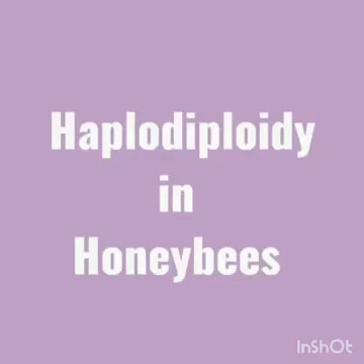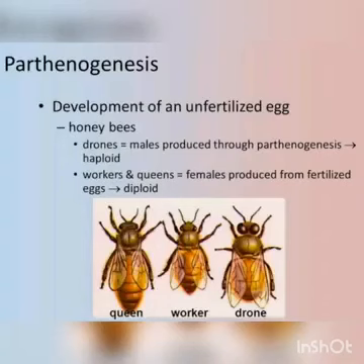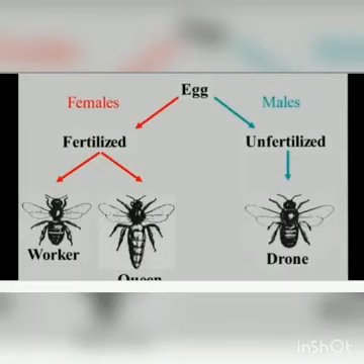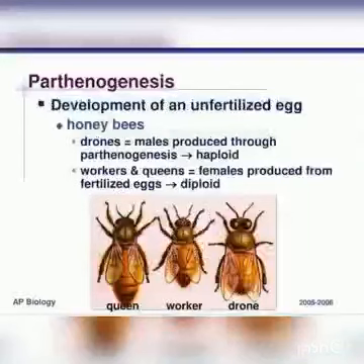Next, we move on to the haplodiploidy condition in honeybees. In hymenopteran insects such as honeybees, ants, and wasps, a mechanism of sex determination called haplodiploidy is found. In this system, the sex of offspring is determined by the number of sets of chromosomes it receives. So the queen lays two types of eggs. One is the fertilized egg, another one is the unfertilized egg. Fertilized eggs develop into females, that is the queen and workers, whereas unfertilized eggs develop into males, that is drones, by parthenogenesis.